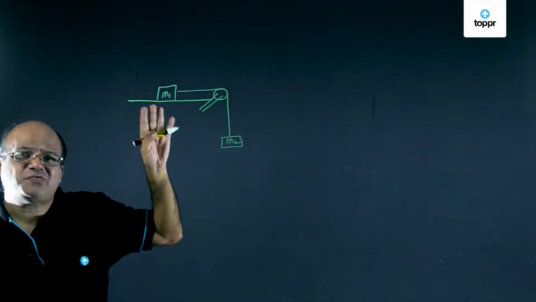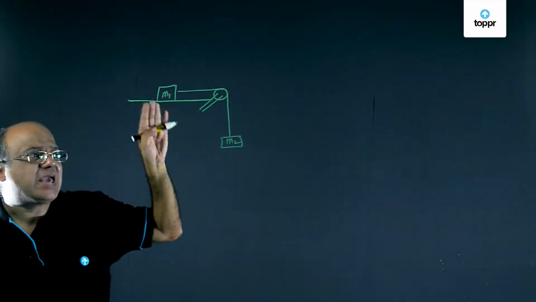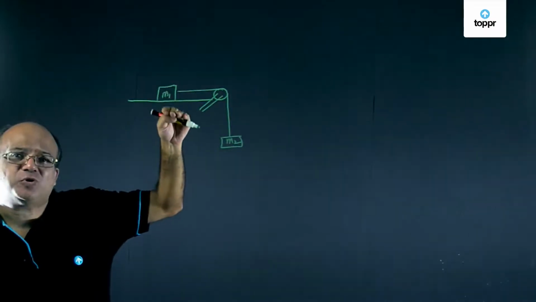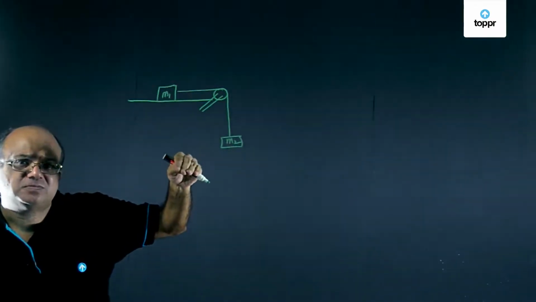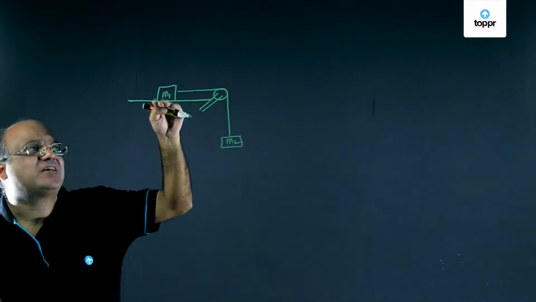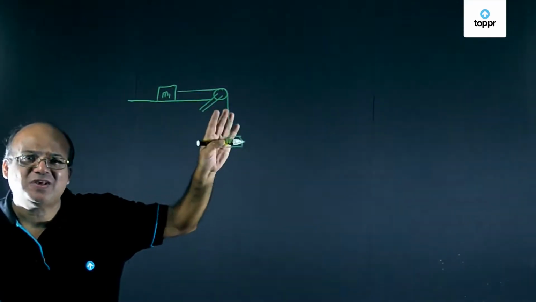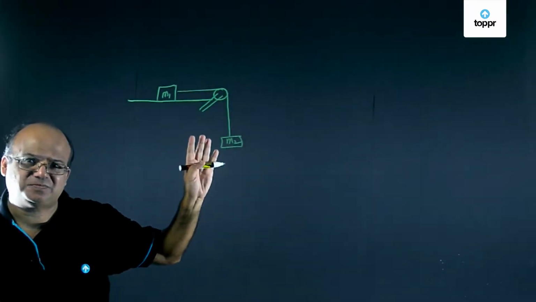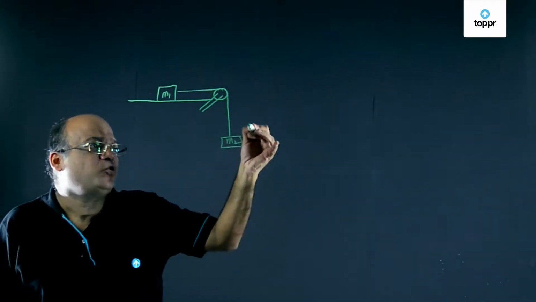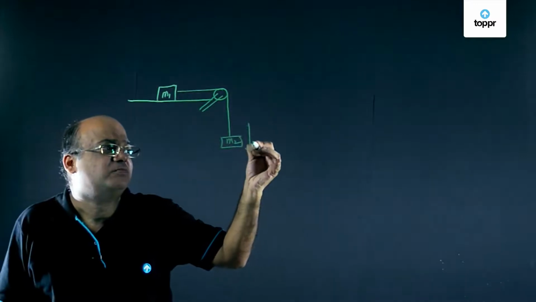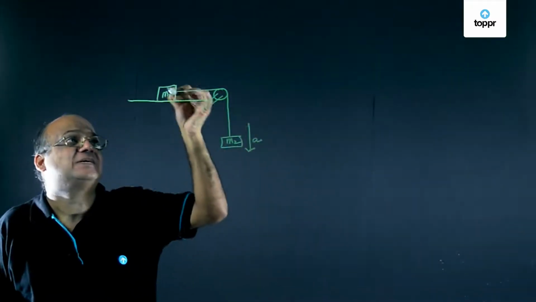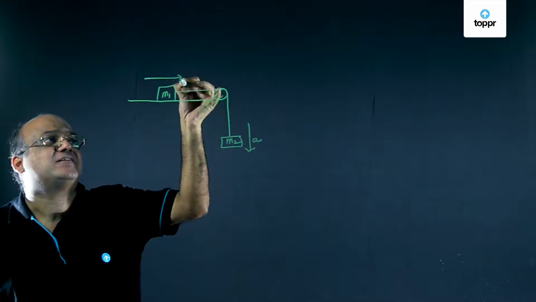Whatever be the mass of m1, m2 will always be able to pull m1 down because there is no friction here. Now we are solving problems where there is no friction. So m2 will always accelerate down. m1 will accelerate this way.